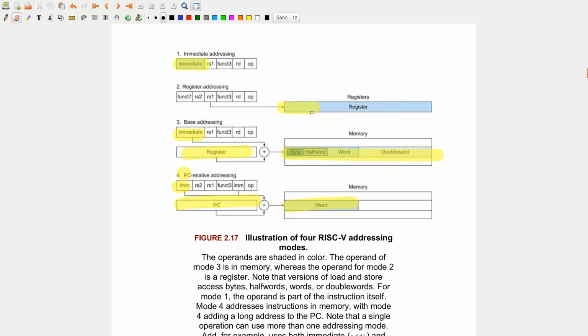When we're talking about register addressing, this code in here corresponds to this register. Immediate addressing, this immediate value here is the thing that we're going to use to do computing. And these last two are for accessing memory. I think I misspoke earlier, but yes, these last two are for accessing memory. The only difference between these two is that one of them uses the program counter, which is a special register, and one of them just uses an arbitrary register.